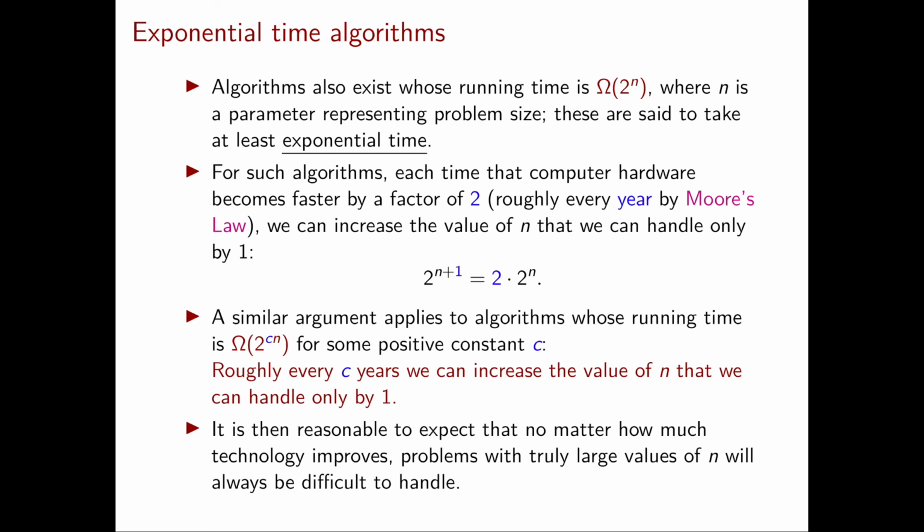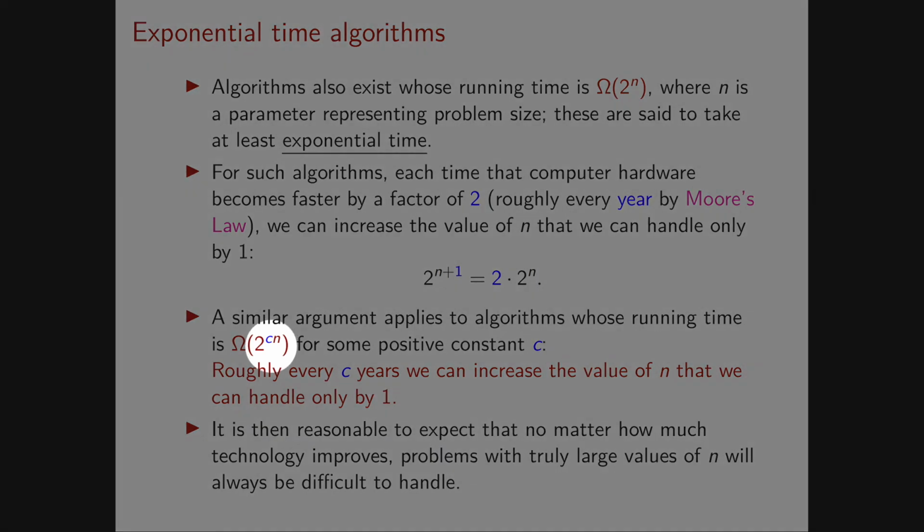In this argument, we consider the runtime 2 to the n, but you can easily see that a very similar argument can be applied if you have a runtime of the form 2 to the cn. What you would obtain is that for algorithms with runtime big omega of 2 to the cn, every c years we can increase the value of n that we can handle only by 1.